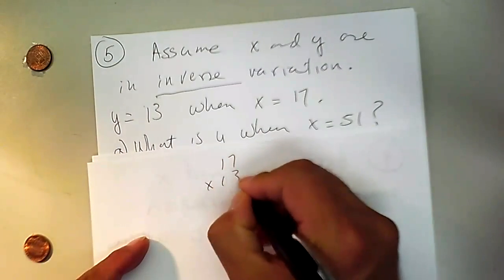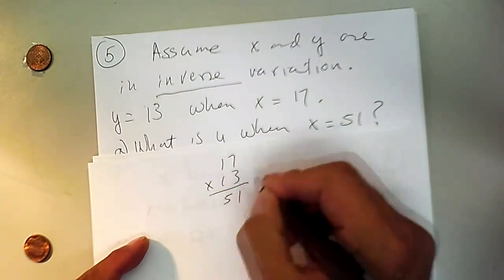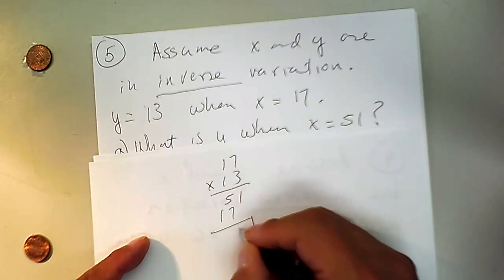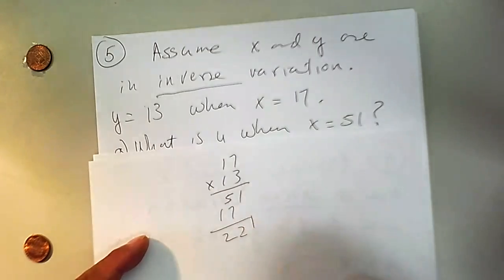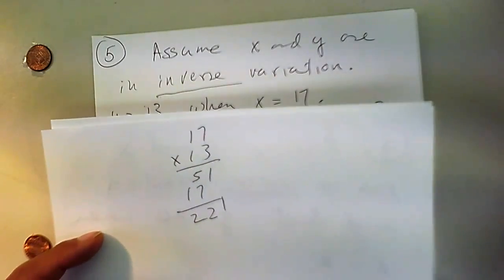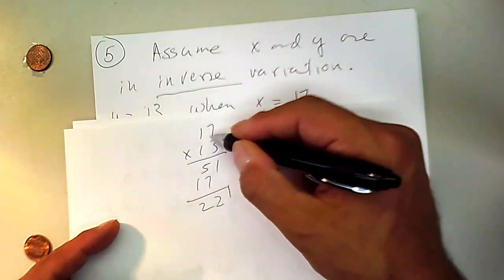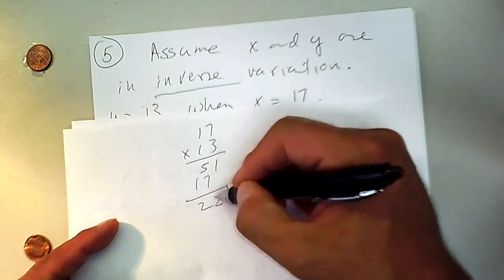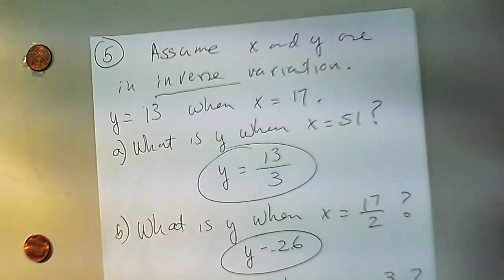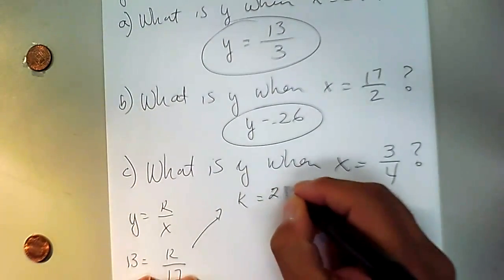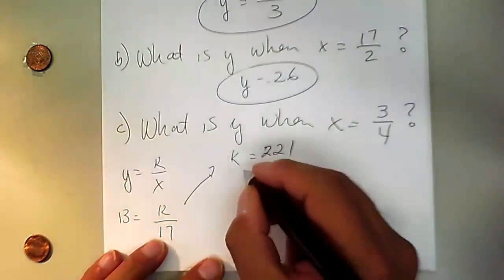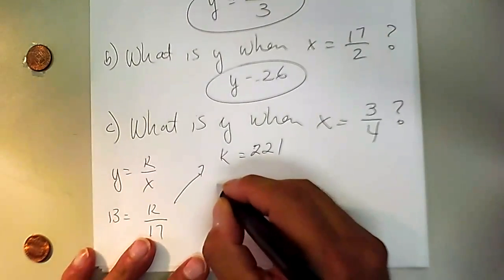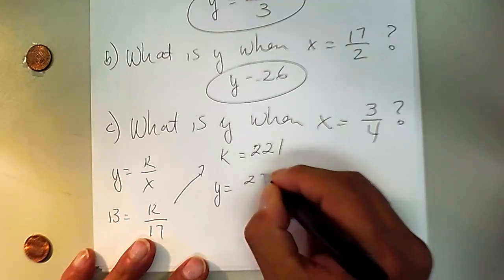17 times 13: 3 times 17 is 51, and then 1 times 17 is 17. So we have 221. Yeah, 3 times 17 is 51, 1 times 17 is 17, 1, 12, carry 1, 221. So k is 221. So the equation that relates x and y in this particular problem is y equals 221 divided by x.